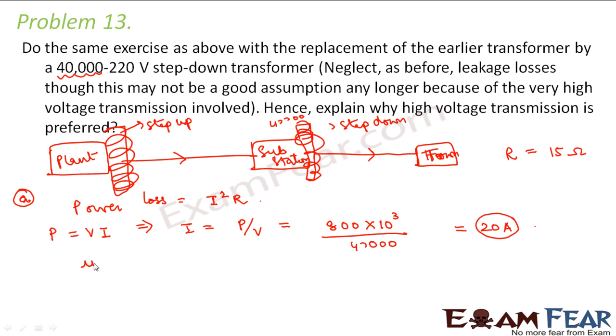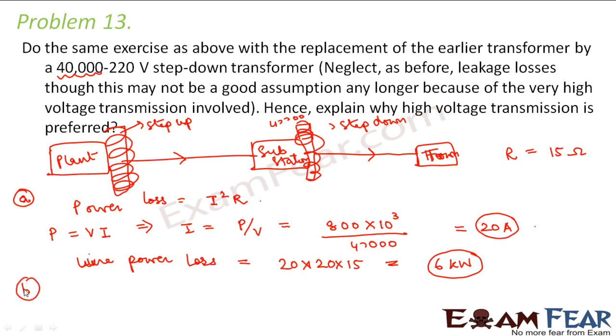Therefore, the line power loss will be equal to I square, that is 20 squared, into R, which is 15. So this comes out to be 6 kilowatts. Now if you see here, the power loss is considerably reduced from the previous scenario. So we can say that at high voltage transmission, the power loss is reduced.